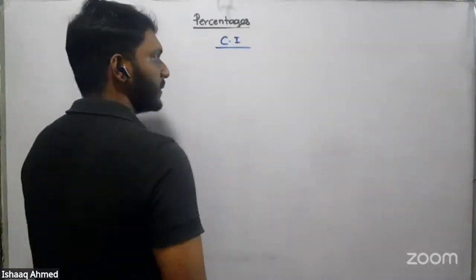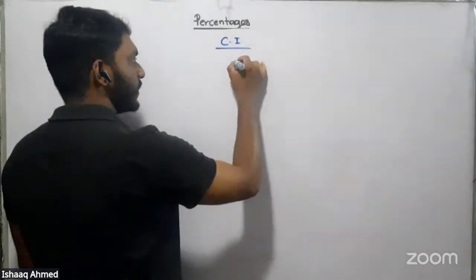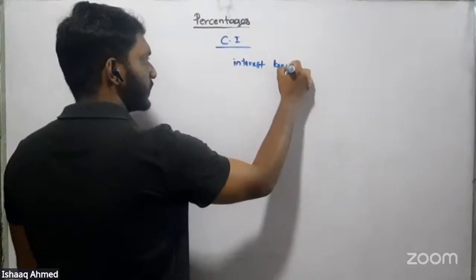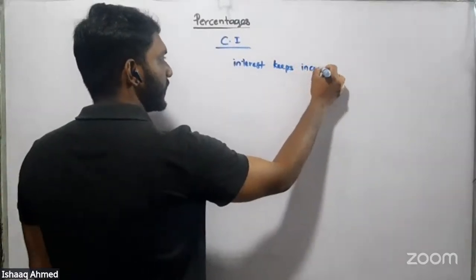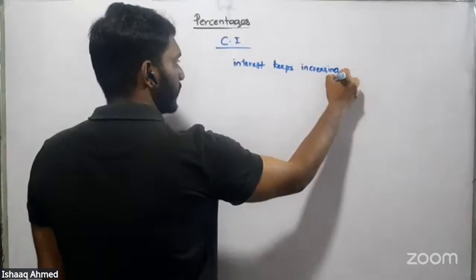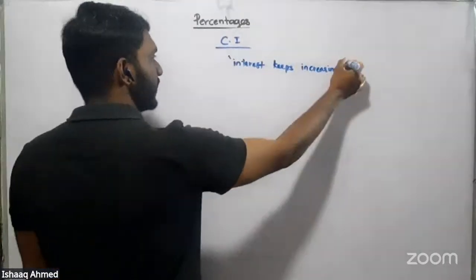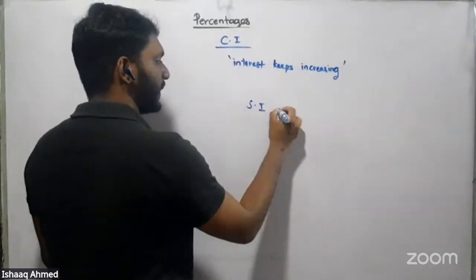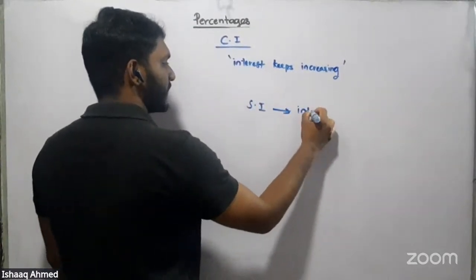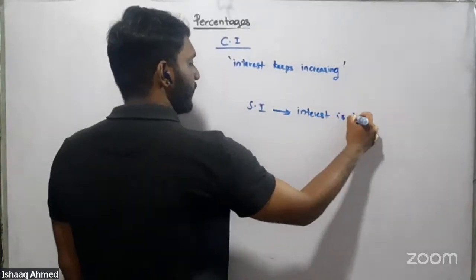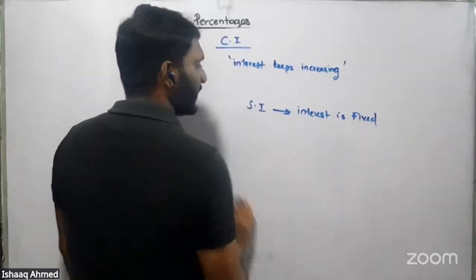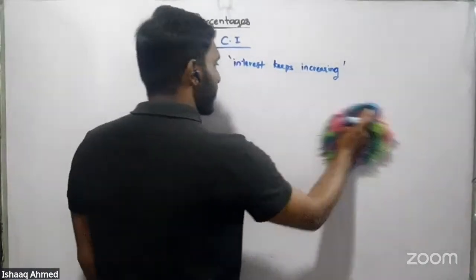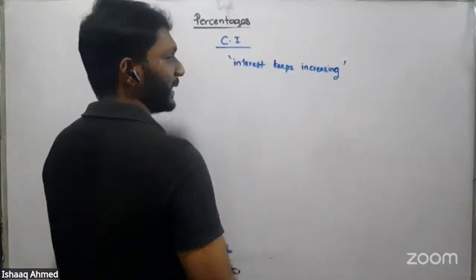Compound interest means interest keeps increasing. That is basically compound interest in a nutshell. Because in simple interest, the interest is fixed. It won't change no matter what. Interest won't increase or decrease. In compound interest, it is actually increasing.